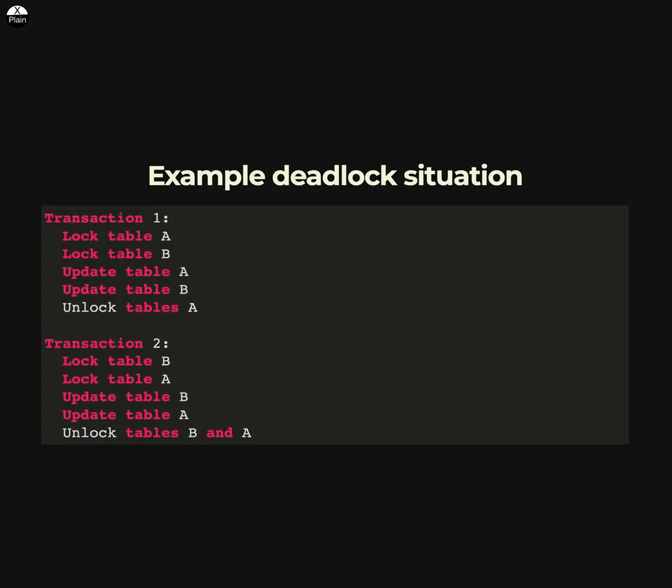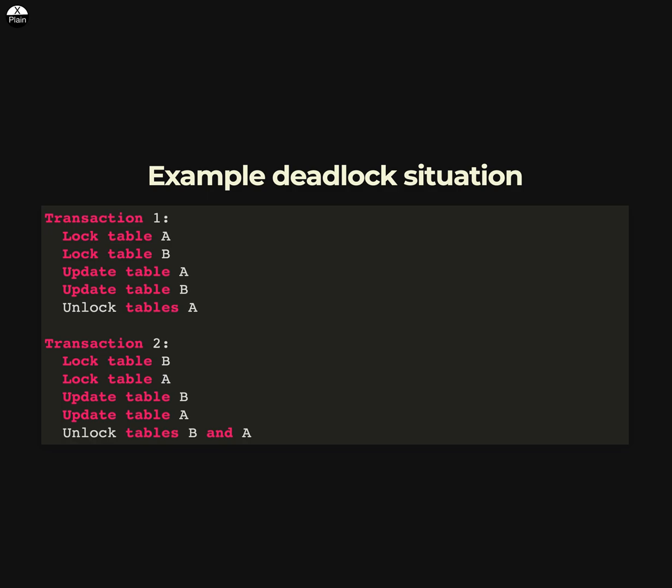For example, consider the following two transactions. If transaction 1 acquires lock on table A before transaction 2 and transaction 2 acquires the lock on table B before transaction 1, both transactions will be waiting for others to release its lock. This results in a deadlock as neither transaction can proceed until the other releases its lock.